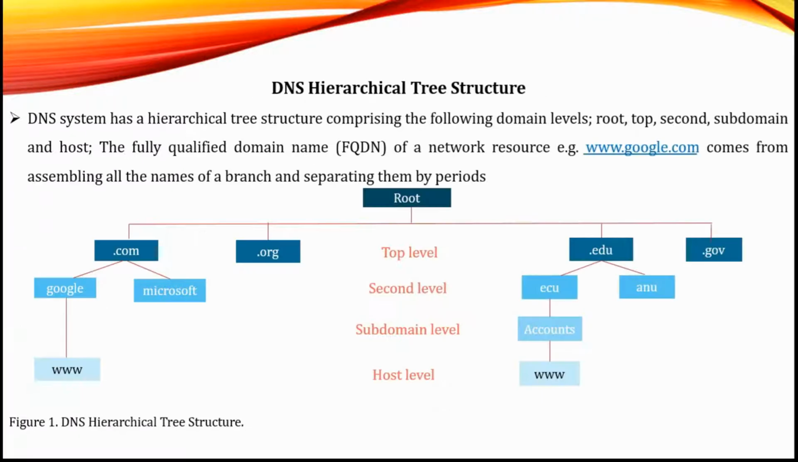Then we have the second level domains, which comprise the names of companies, organizations, and institutions. And in our case, we'll have the .com. An example of a commercial company will be Google, Microsoft, and an example of educational institution will be ECU and ANU.